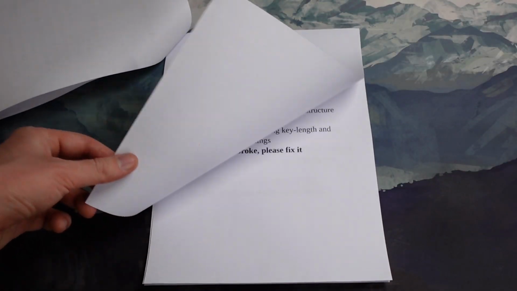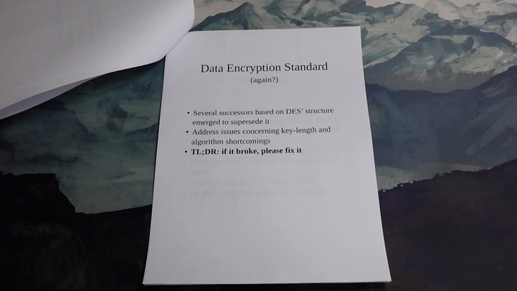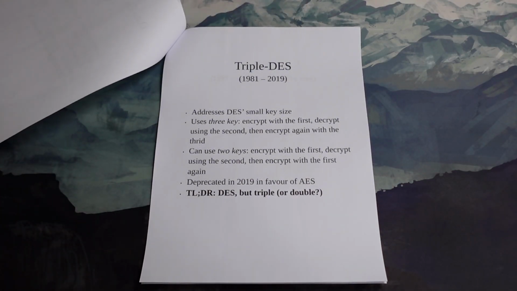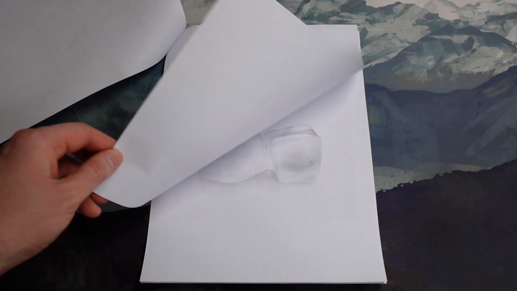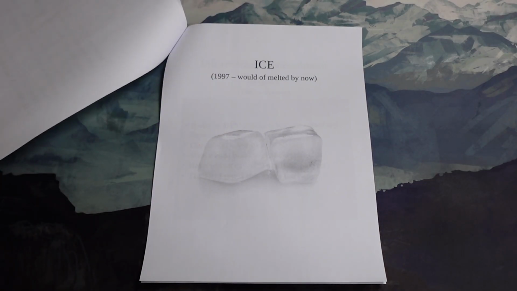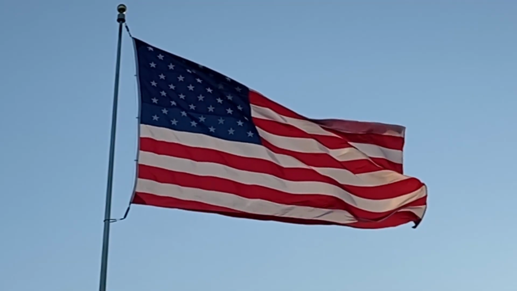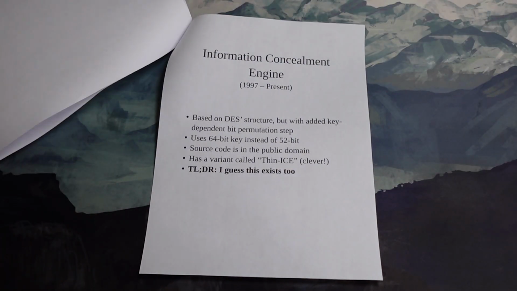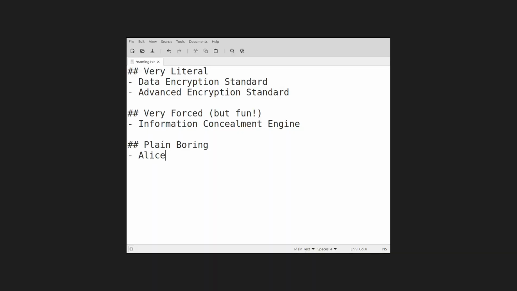And that's not to say data encryption standard was lost to the sands of time, as several successors emerged over the years. For example, triple DES, which uses 3 keys, or even 2 keys sometimes, which is confusing. And ICE. No, not that ICE. Definitely not that ICE. No, this ICE stands for Information Concealment Engine. Wow, someone had a thesaurus in their pocket that day. You know, I find cryptography names fall somewhere between very literal and very forced. Or just, plain boring. And I haven't even mentioned Alice and Bob yet.